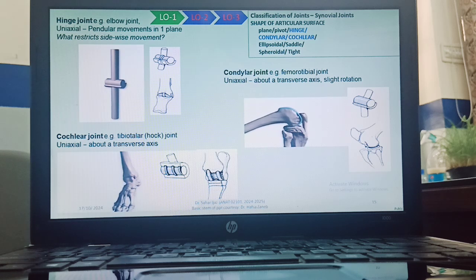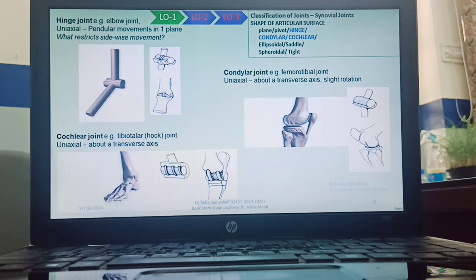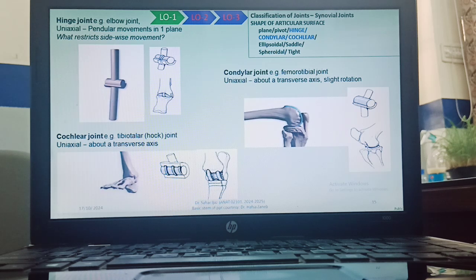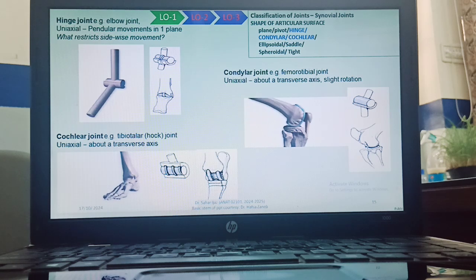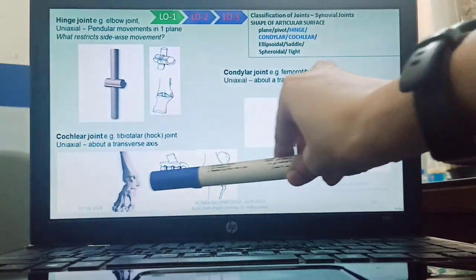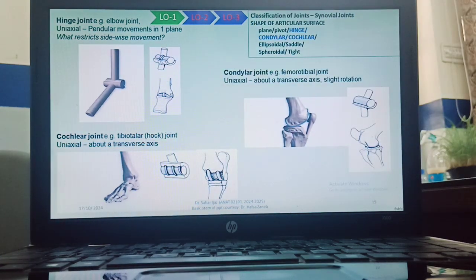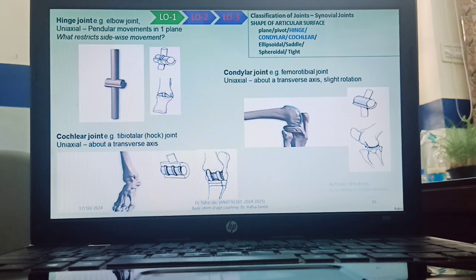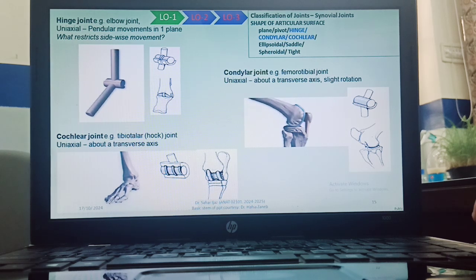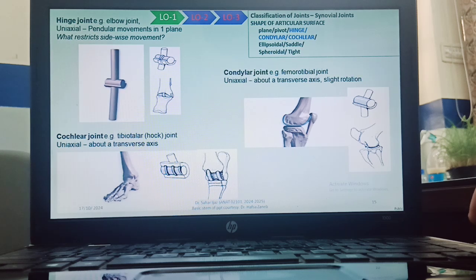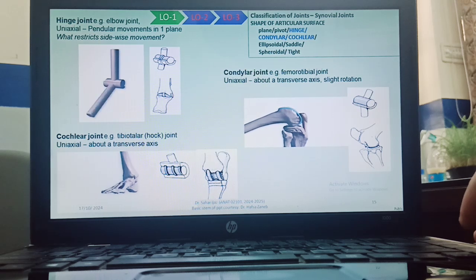Same is the case with the cochlear joint at the hock, the tibiotalar joint between the talus and the tibia. This is the joint which is again uniaxial. This is how the axis is passing, and about this axis the movement is happening, the flexion and extension. So these are the movements which are uniaxial movements. Hinge joint, condylar joint, look at the surfaces. Why are we calling them hinge, condylar, and cochlear?